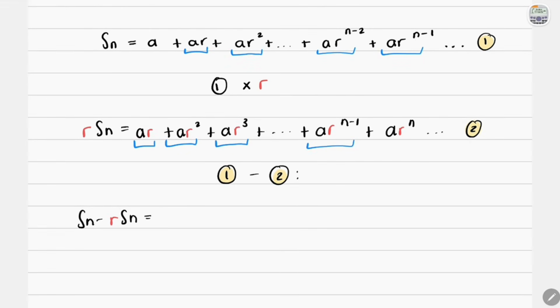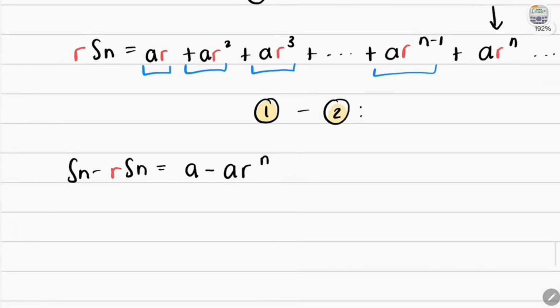And what are we left with? Remember, we are saying equation 1 minus equation 2. So what's left in equation 1? It's only A. So we'll say A minus, and what is left in equation 2? It's only AR to the power of n. Okay, so AR raised to the power of n. And this is what we have.